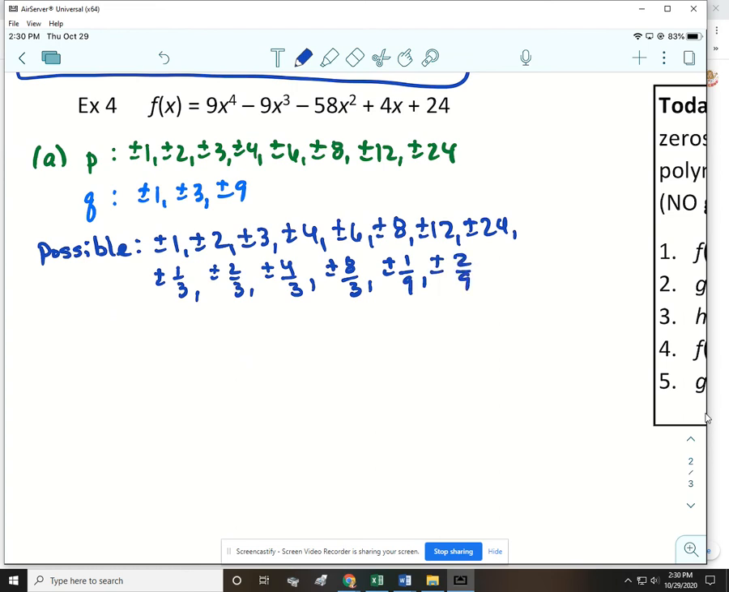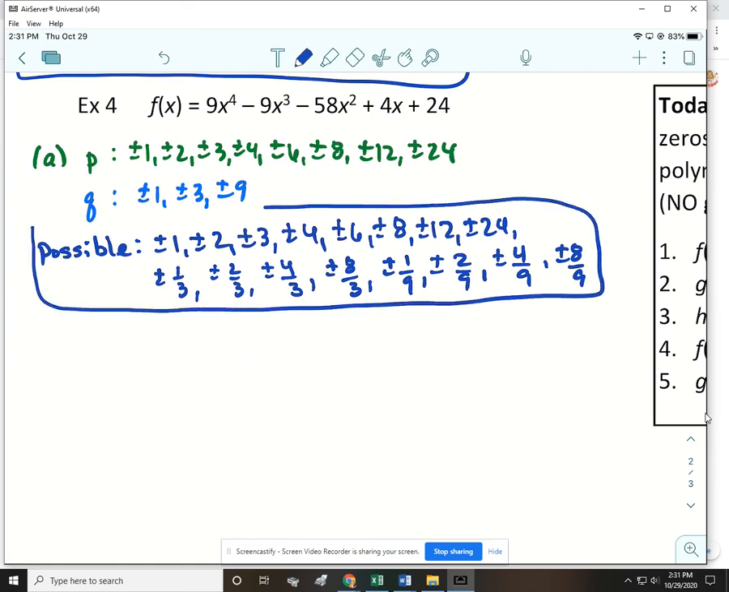When I put 3 over 9, that's 1/3, which is already in the list. When I put 6 over 9, it's 2/3, which is already in the list. 12 over 9, it's 4/3, which is in the list. And then 24 over 9 is 8/3, which is in the list. So this is it. Those are our possible rational zeros. It's a lot of them.